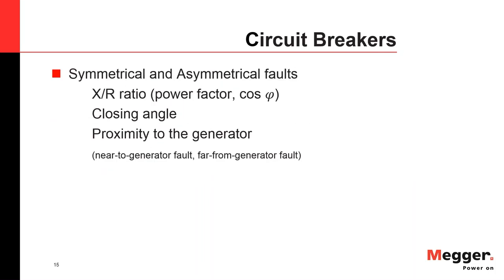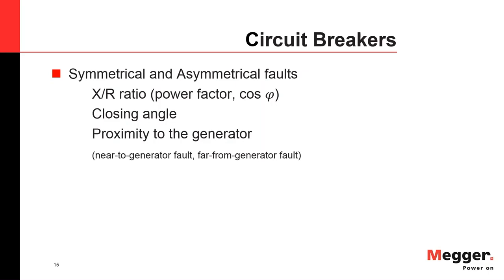Now, faults, and I will just go over that fairly quickly. The current wave shape can be symmetrical or it can be highly asymmetrical. That is determined pretty much by the X over R ratio of the faulted circuit. So the higher the X over R ratio is, which is the same as a low power factor or a low cosine phi, the higher the peak currents can be, the asymmetrical currents. It is also depending on the closing angle.